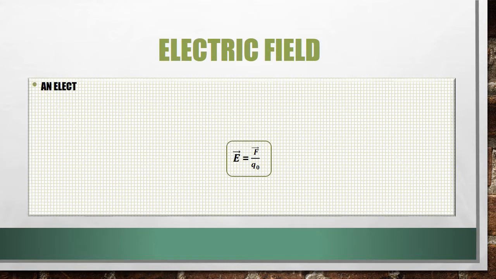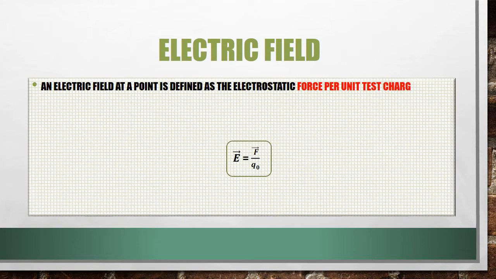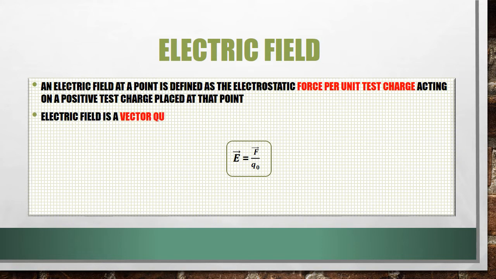An electric field at a point is defined as the electrostatic force per unit test charge acting on a positive test charge placed at that point. The electric field is a vector quantity. Mathematically, it is denoted as E equals F by Q0. That is, the direction of the electric field is along the direction of the force experienced by the test charge.